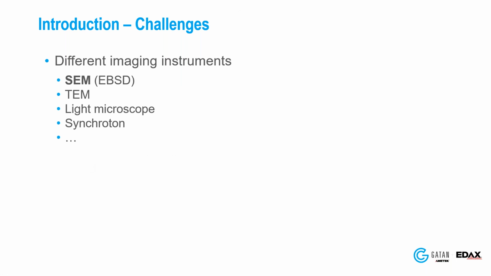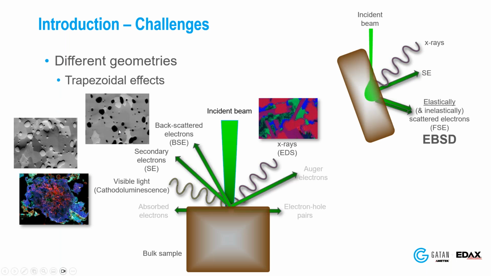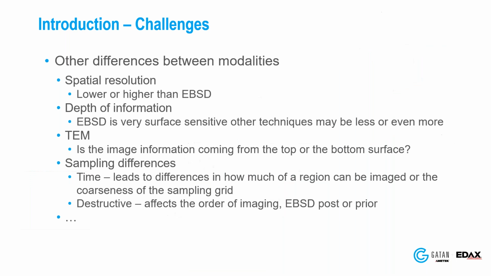But even at that point, we realized there are some challenges. There's different imaging instruments. So EBSD is done in the SEM. We might want to correlate data from a TEM or light optical microscopy, or even something like a synchrotron, or mechanical systems. So AFM, for example. So that poses different challenges because we have different geometries. With EBSD, as you know, we're highly tilted, and most other techniques are done flat. And so sometimes that creates some challenges to correlate because of the different geometries.